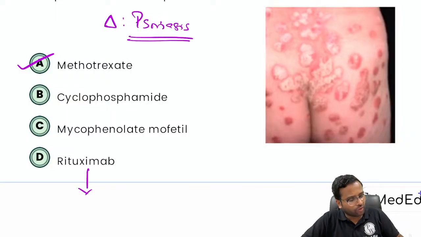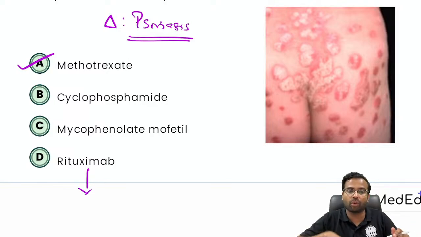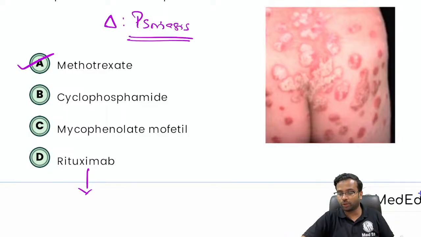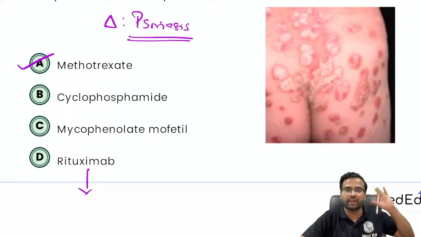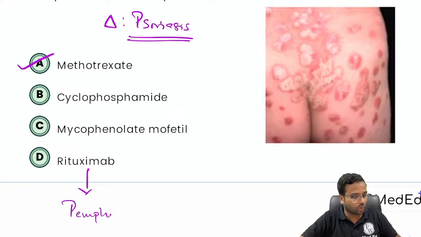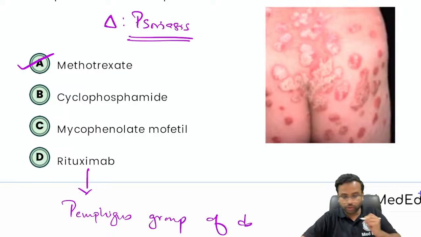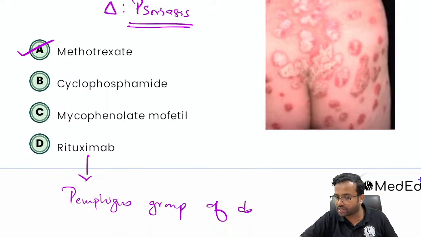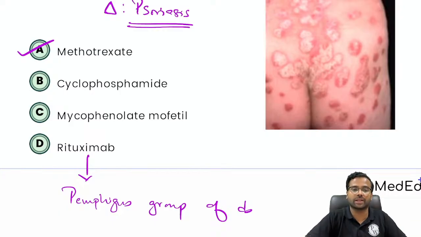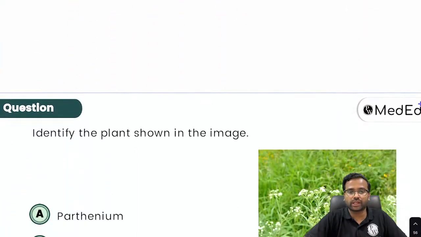So any idea in which disease in dermatology are we using rituximab, MAB, monoclonal antibody? Now, in which disease do we use it? Any idea? Are you able to recollect rituximab anywhere in dermatology? So that was in pemphigus group of diseases. So that is in pemphigus group of diseases, okay, which I mean in dermatology. So now let's go to the next question.